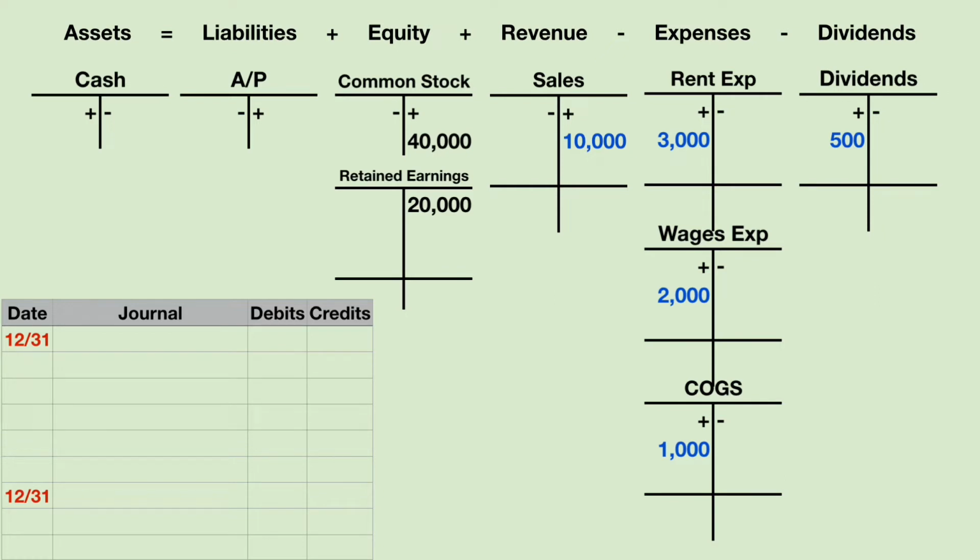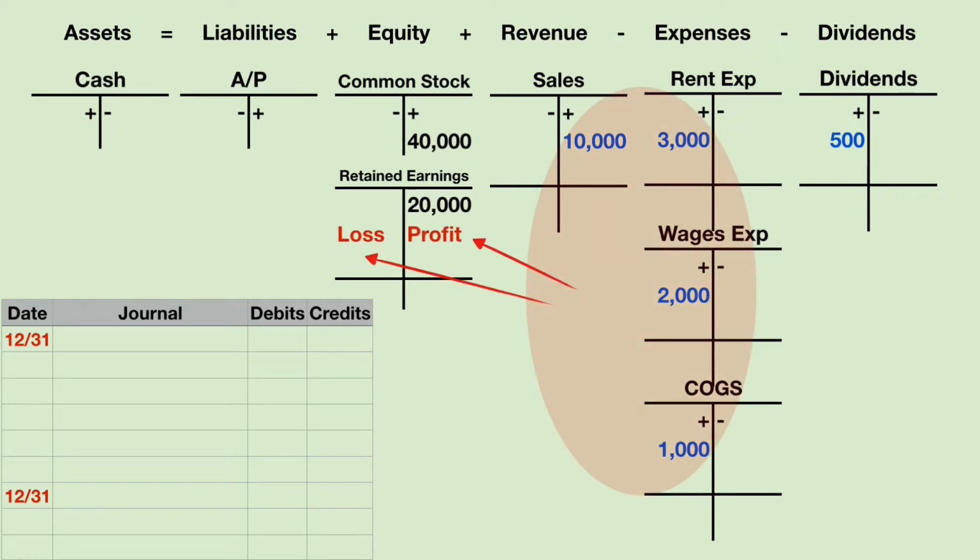See those blue numbers? Those are the balances at the end of the year in these 5 accounts. I'm going to walk you through a really super simple business that only has 5 accounts, and we're going to close these balances. That means we're going to transfer these blue numbers to retained earnings with 2 journal entries.